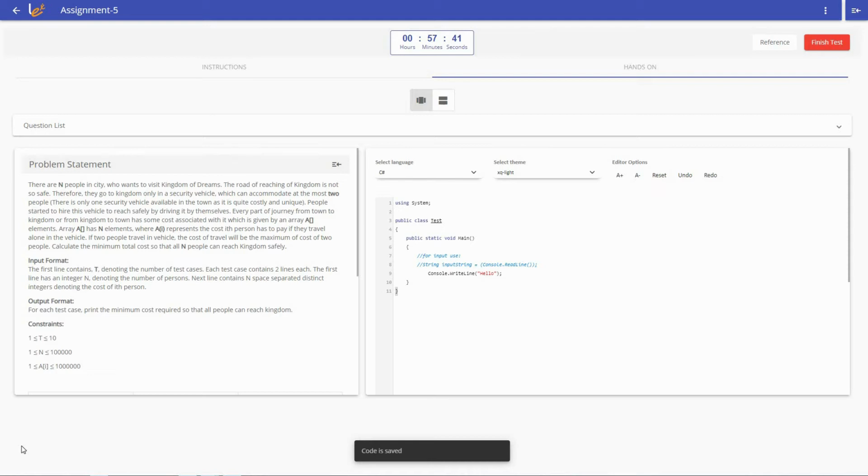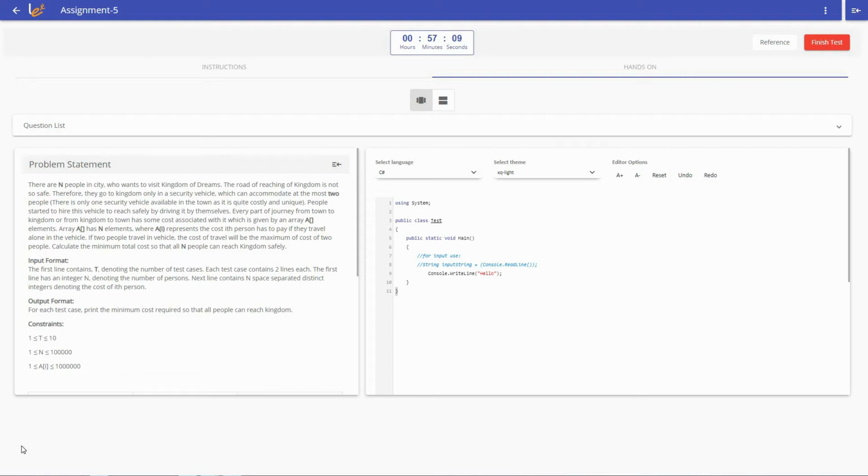In the given problem statement, there are n people in a city who want to visit the Kingdom of Dreams. The route of reaching the kingdom is not so safe. Therefore, they go to the kingdom only in a security vehicle which can accommodate at most two people. There is only one security vehicle available in the town and it is quite costly and unique. People started to hire this vehicle to reach safely by driving it by themselves.